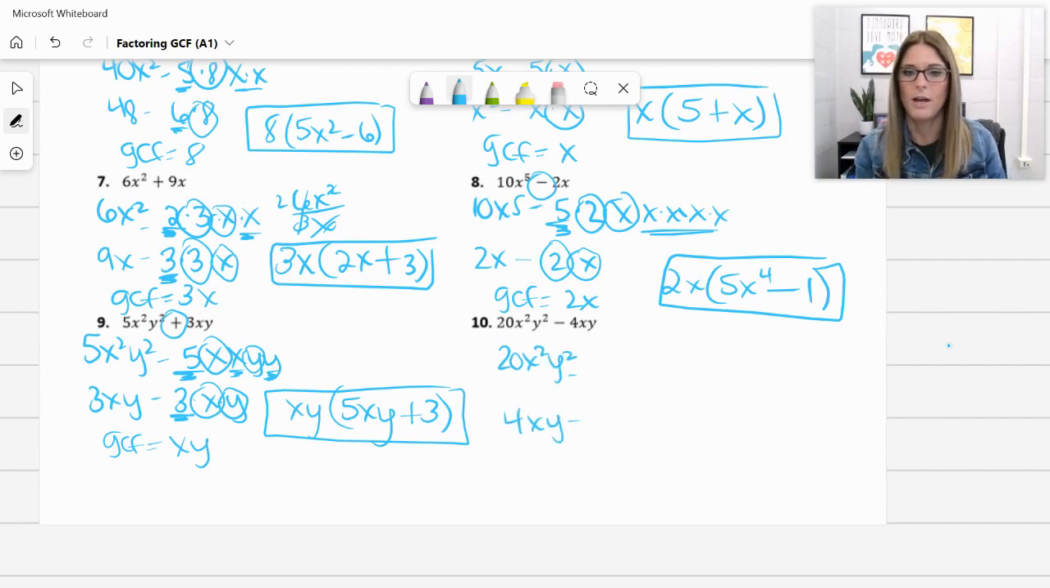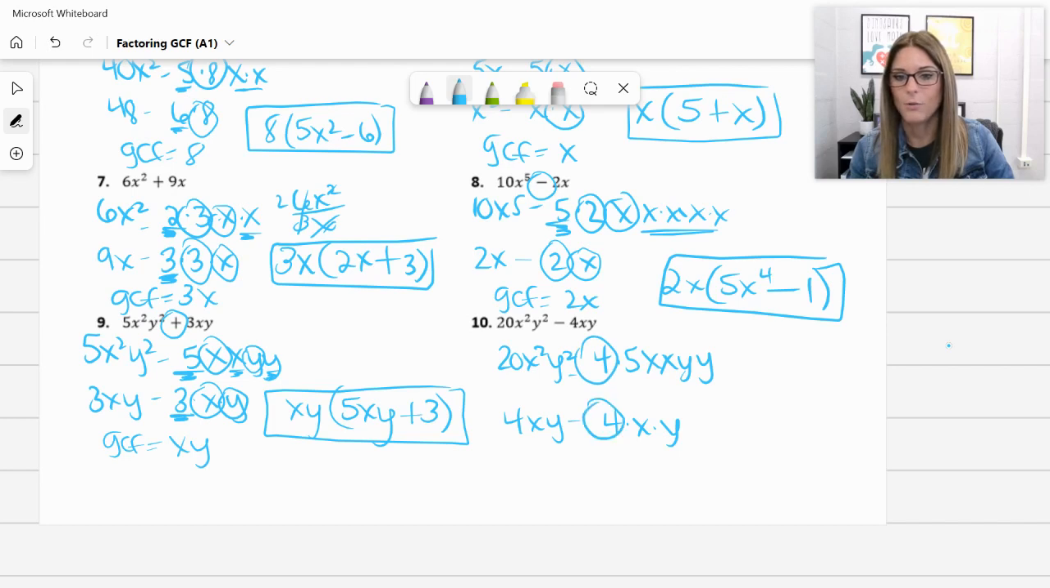Let's see what we've got going on. Coefficient-wise, we got a 20 and we've got a 4. Well, I know 4 goes into 20, so let's rewrite 20 as 4 times 5, and then we show the 2 x's and the 2 y's all expanded out. And then I'm going to use 4 as my GCF. So in the second term, I'm just going to show 4 times x times y, kind of like our last problem. So our GCF is a 4 and an x and a y. Oh my goodness, the whole thing. GCF is 4xy.